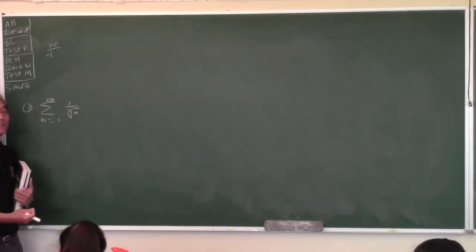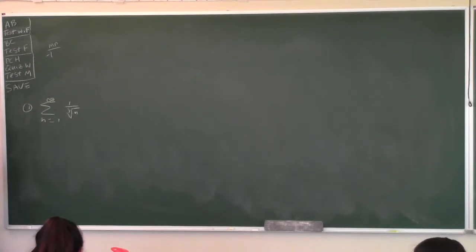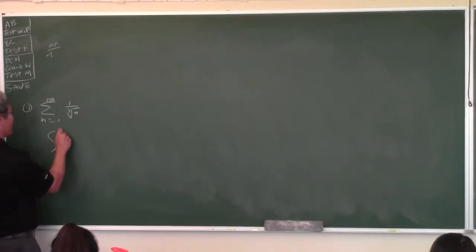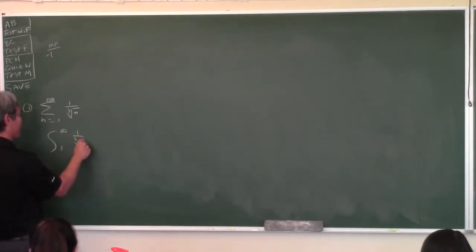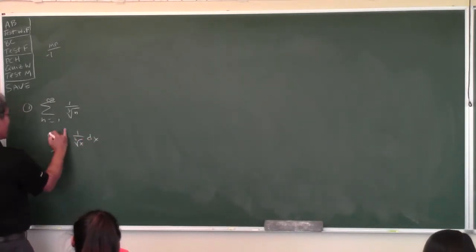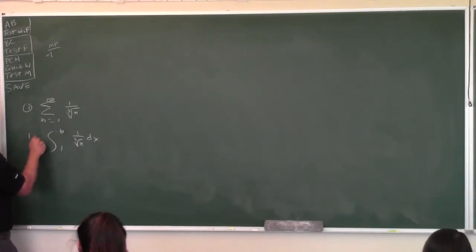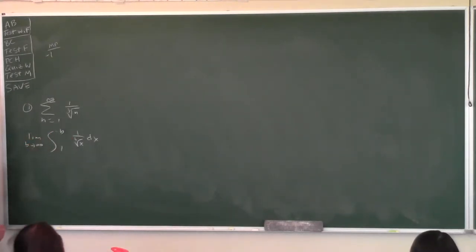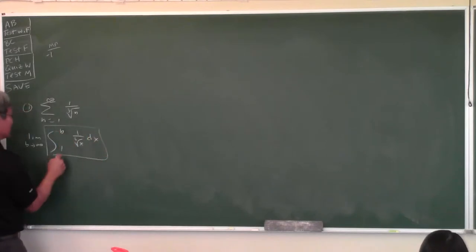This thing does not get to 0 fast enough for this series to converge. But they don't want you to use that. They want you to use the integral test. So you do an integral from 1 to infinity of 1 over the cube root of x dx. That's what you do. Improper. Change that to a b. Take the limit as b approaches infinity. Compute this integral like you normally do.